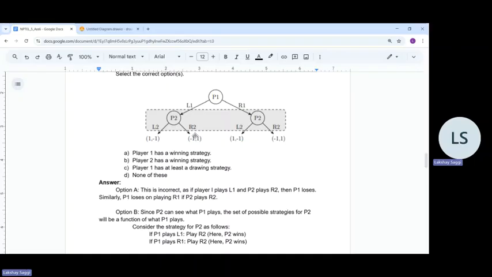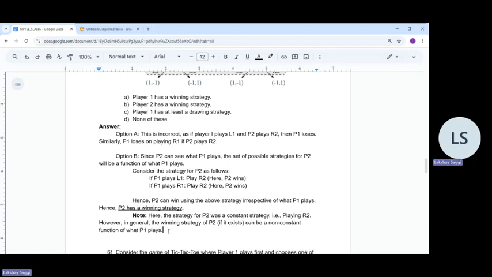Here we said that playing R2 will land you a win, but if R2 and L2 are switched, then playing L2 would land you a win if player 1 plays R1, and if player 1 plays L1, then R2 would land you a win. Something like that. So option B is correct, that player 2 has a winning strategy.